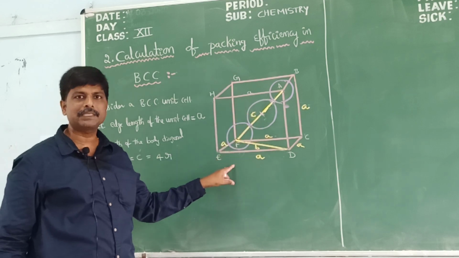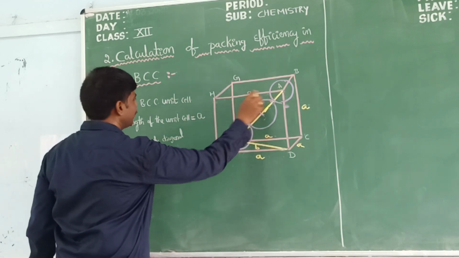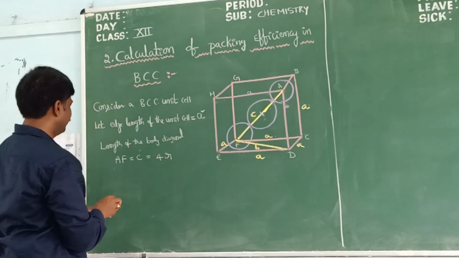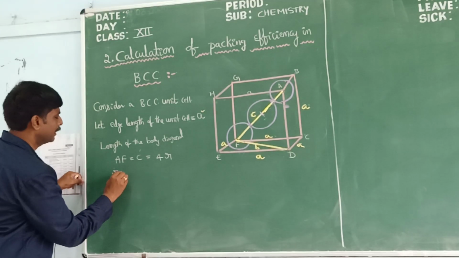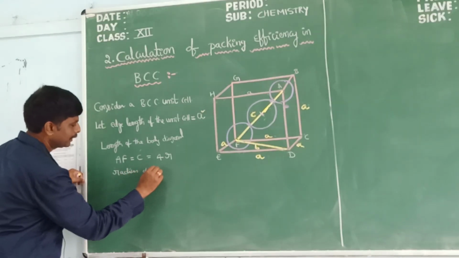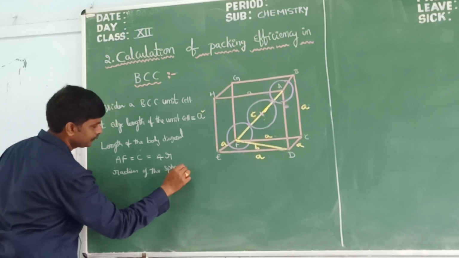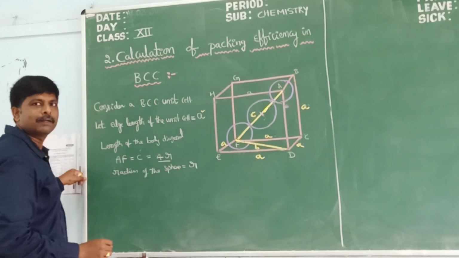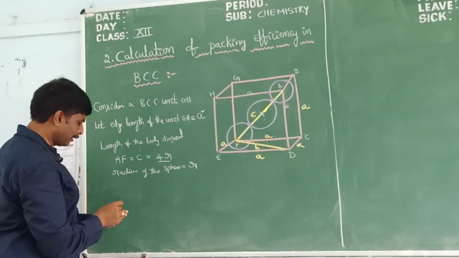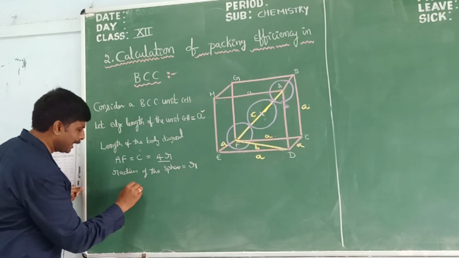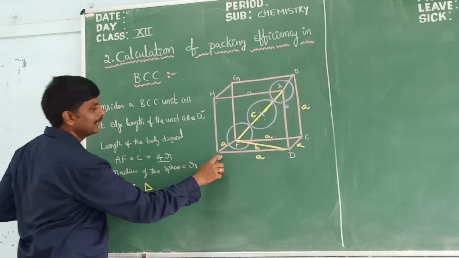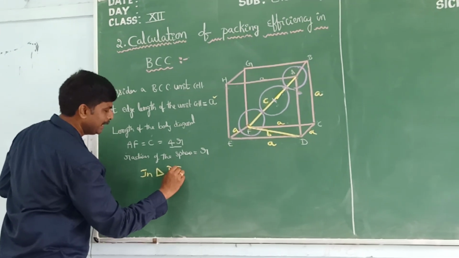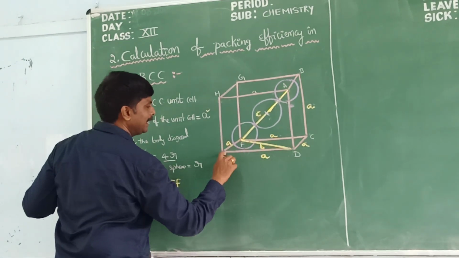Consider a BCC unit cell. Let the length of the edge be A, the radius of the sphere be R, and the length of the body diagonal be 4R. Now, I will take one right angle triangle, this one, DEF.